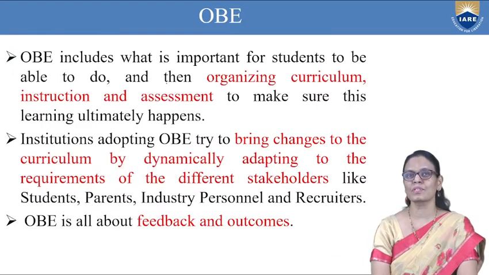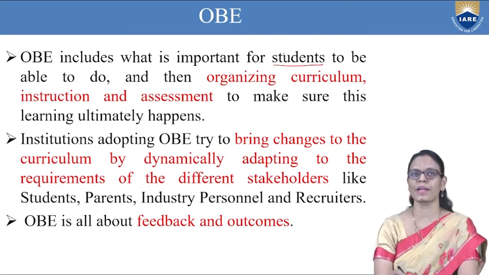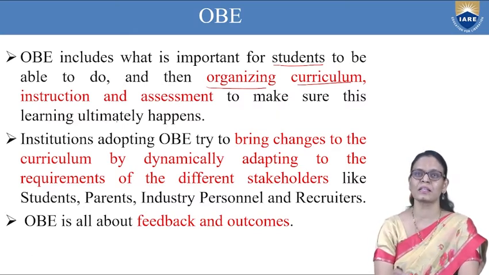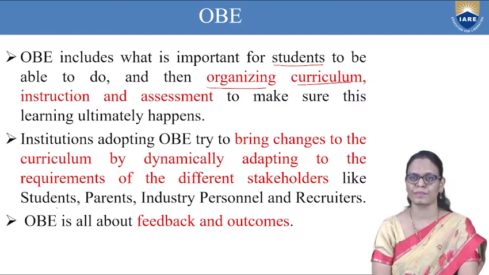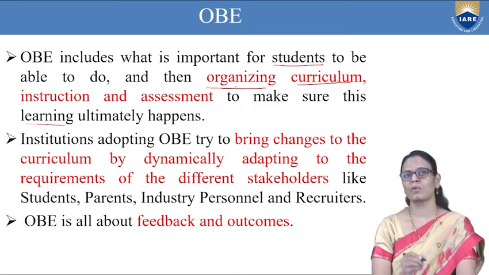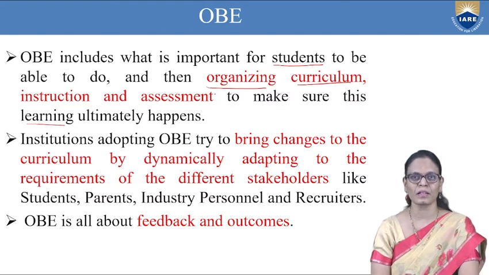Now, OBE includes what is important for the students to be able to do. I told you it is a student-centric approach: what the students will be able to do at the end of the course. So, under OBE, we organize the curriculum, instruction and assessment to make sure that this learning ultimately happens. Whenever we are designing a course keeping in mind outcome-based education, we organize the curriculum, instructions and assessments so that the learning ultimately happens.